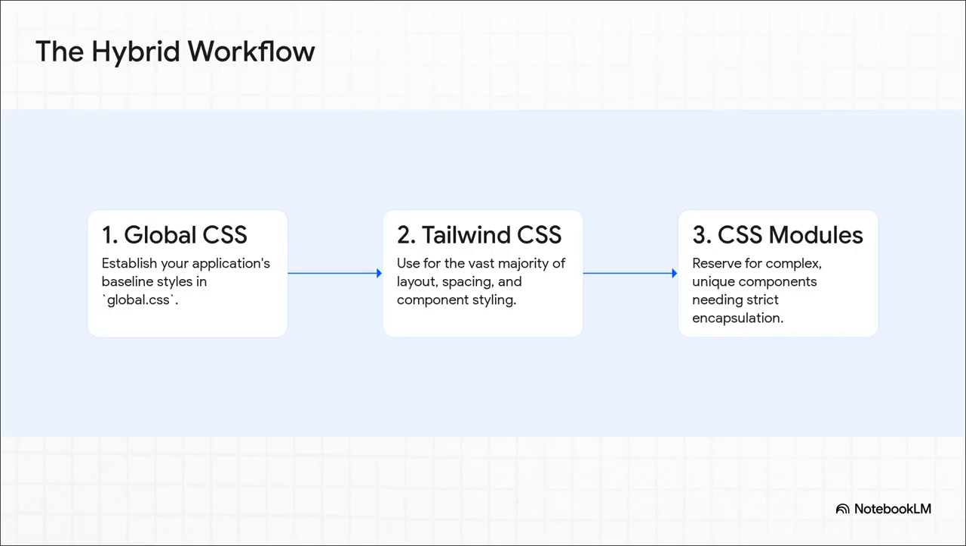So here's how it works in practice, and it's a super simple three-step workflow. First, you set your global baseline, like we talked about. Second, you use Tailwind for like 90% of everything. It's just perfect for your layouts, your spacing, your basic component styling. But for that last 10%, for those really complex, one-of-a-kind components with tricky animations or lots of state-driven styles, that's when you pull out CSS Modules to keep all that complexity neatly bundled up and easy to read.